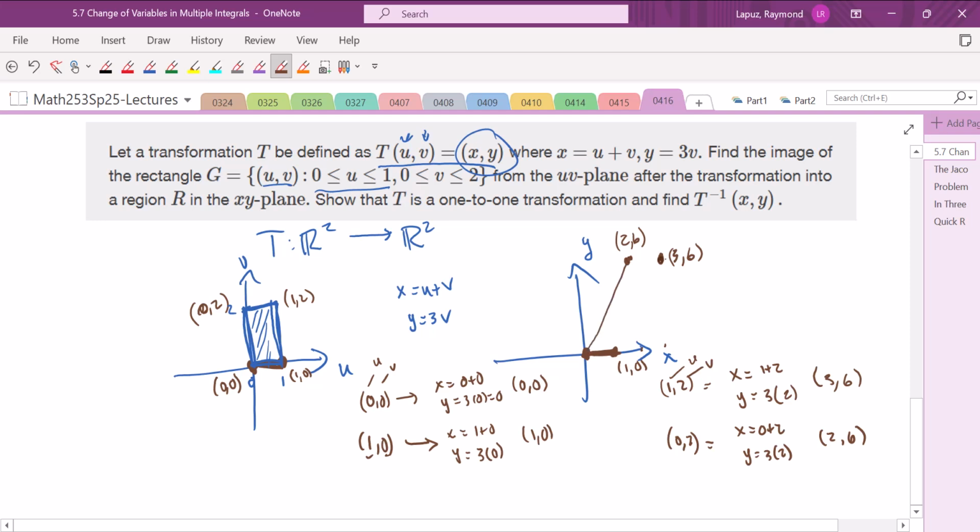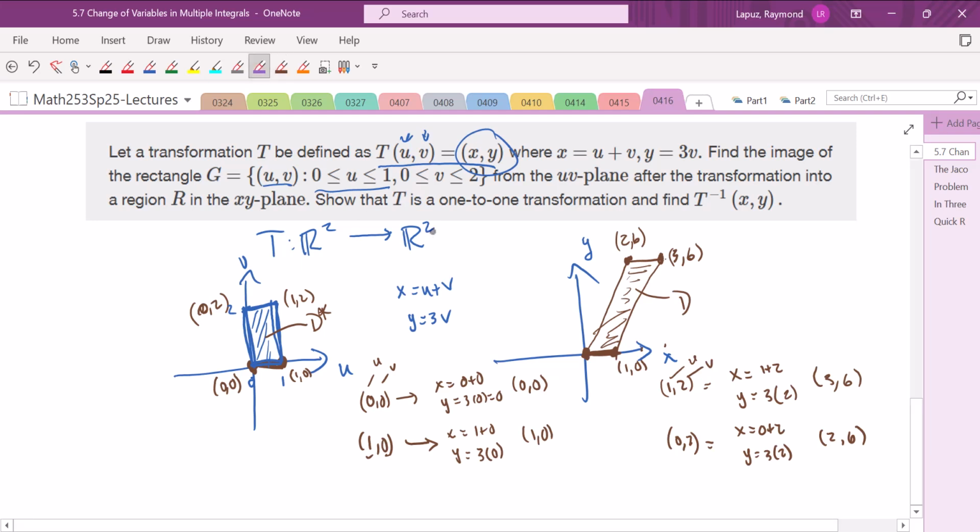So I'm looking at a parallelogram, and that is saying that this area here gets mapped into this area here. And I'm calling it D star and D because that's eventually what we're going to end up calling it. Okay.